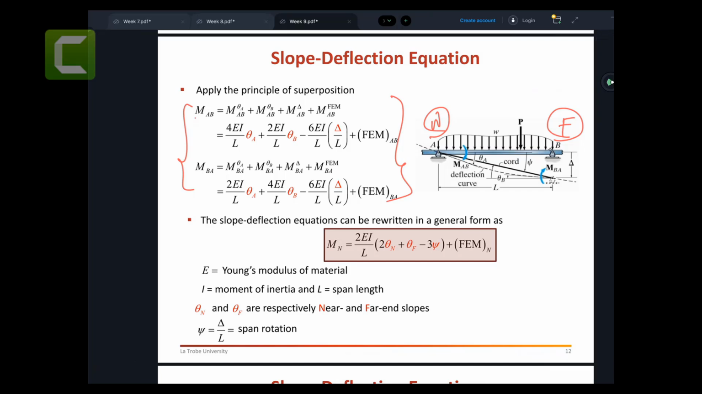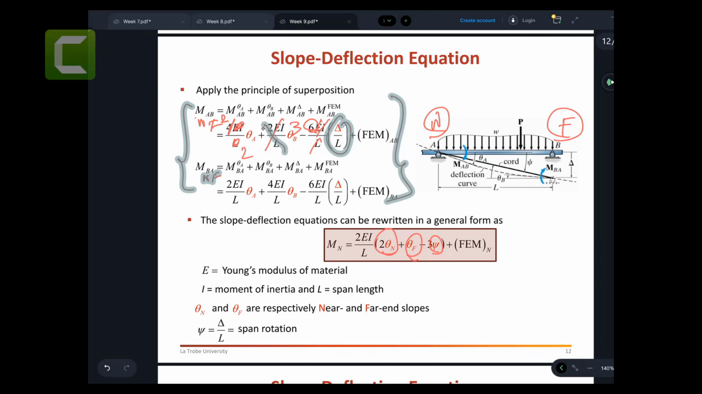So if you have the moment near far, this is the near node here and the far node here. If I take out 2EI/L, the EI is gone, L is gone, so here you have 2. So 2 theta N, where A is the near node, and 2EI/L is common. This one is completely gone, and B is the far node, so theta F. Minus 3, because the EI and L are gone, and of the 6, 2 is taken out, so 3. And this is your span rotation, which is delta on L, so we put psi, plus the fixed end moment.